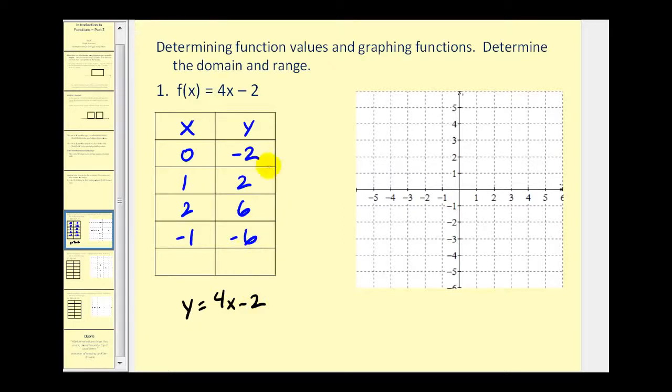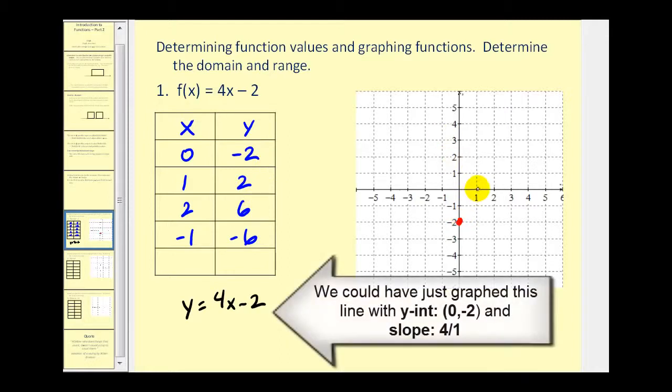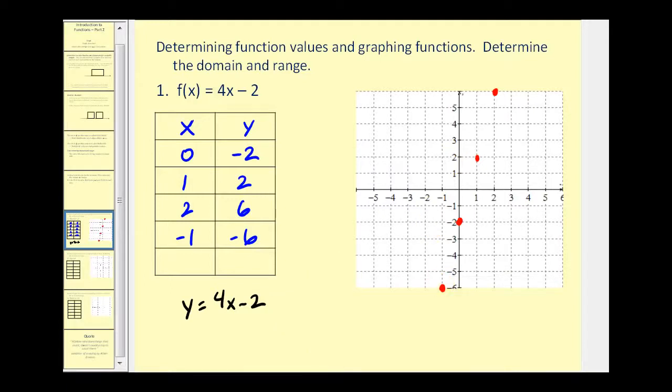Let's go ahead and plot these points. We have 0, negative 2, 1, 2, 2, 6, and negative 1, negative 6. So for the most part, graphing this function should be review, because we've been graphing lines now for quite some time.